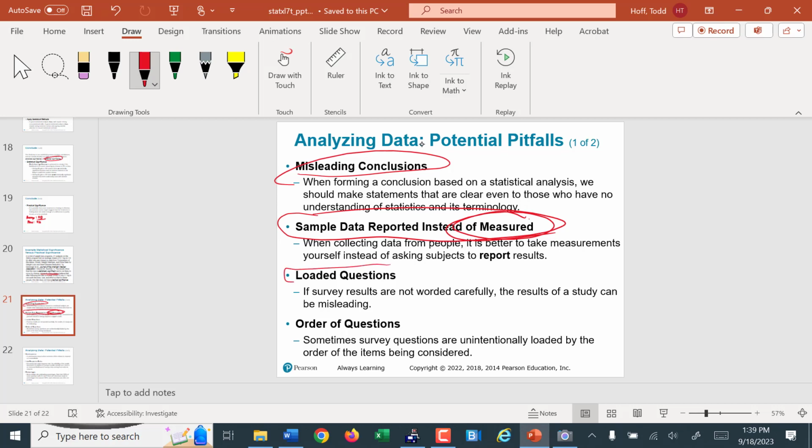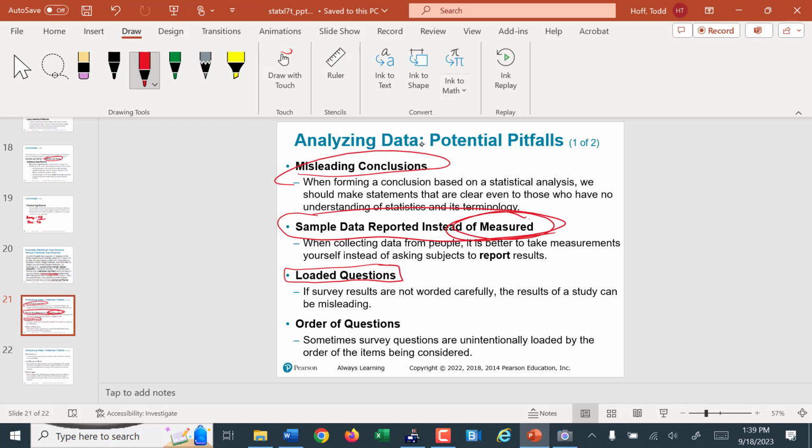Loaded questions. I run into this all the time, wording the question in such a way that you feel like you have to answer a certain way. This might be, are you in favor of increased property taxes to increase school funding? Well, the first thing you hear there is increased property taxes, and most people have already thought no.